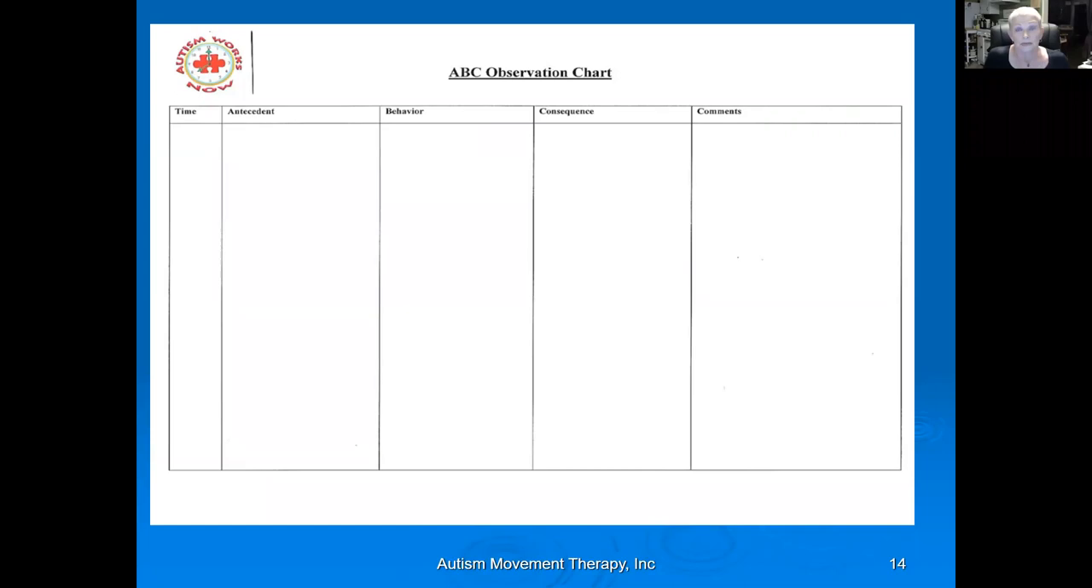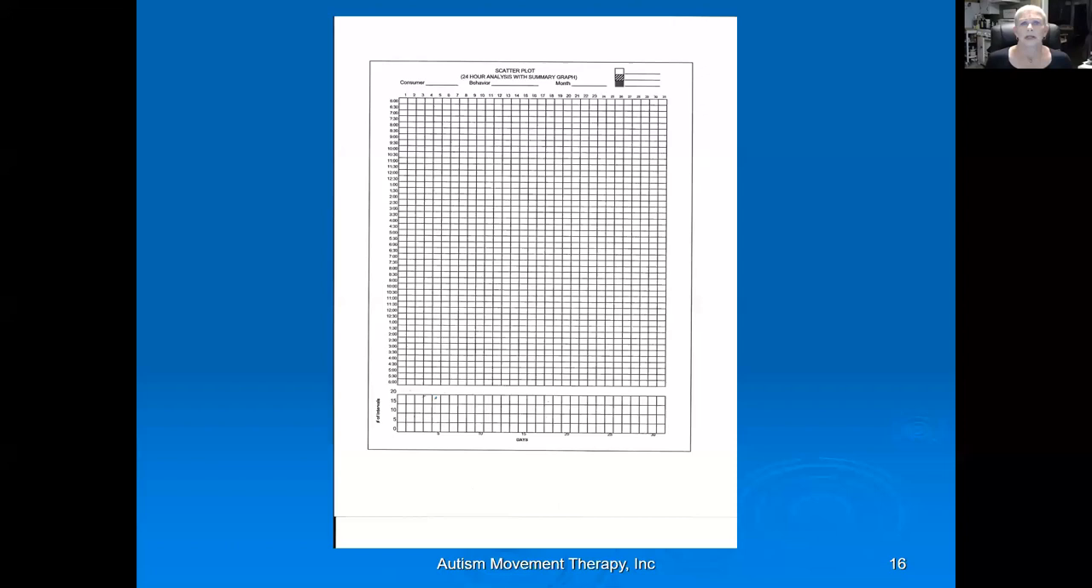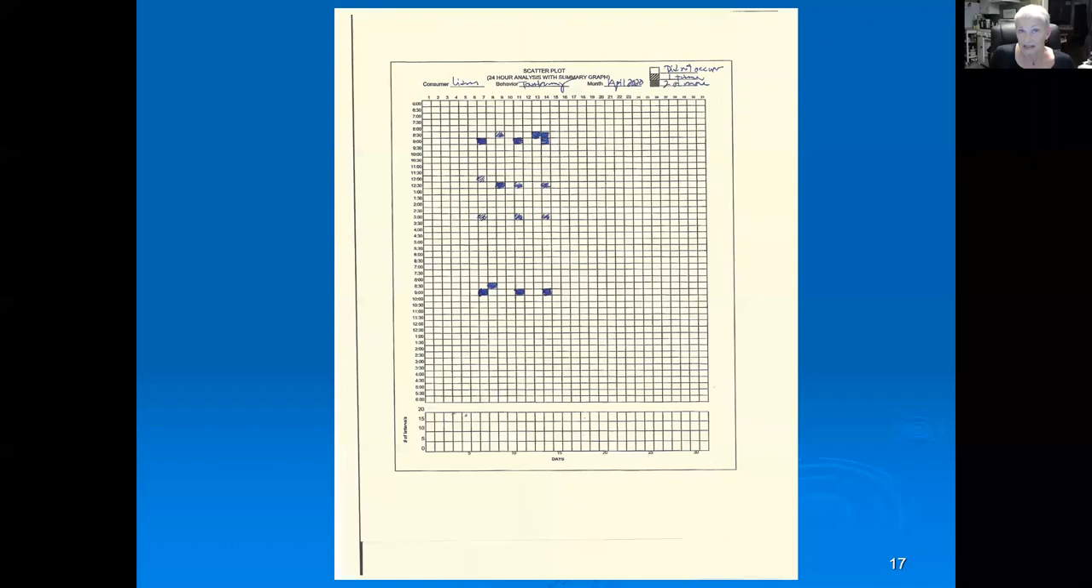So I've filled out one for you to look at. Here we go. All the way to the left is the time. We want to make sure we are looking at increments of time. Why would we want to look at increments of time? Why would we care to write down time increments? Because when we use our scatter plot, we can begin to see a pattern of times when behaviors occur. And that allows us to know what the antecedent was. If a behavior is occurring at 9 a.m. every morning, like it shows us on this scatter plot, we have to ask ourselves what's happening at 9 a.m. that could be a trigger for that behavior.